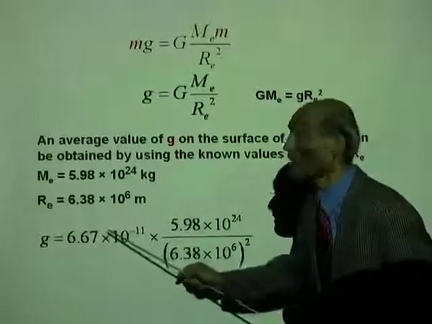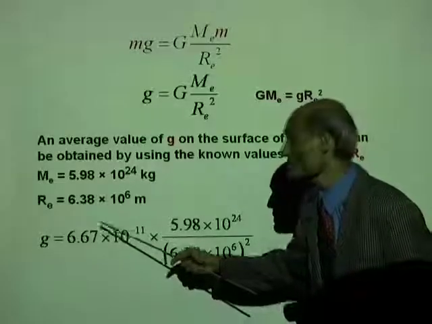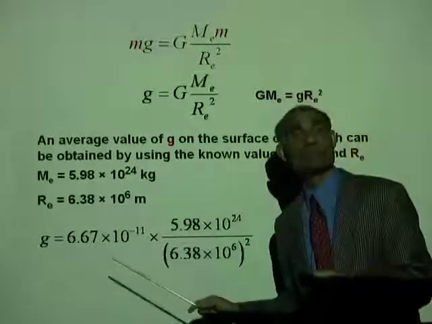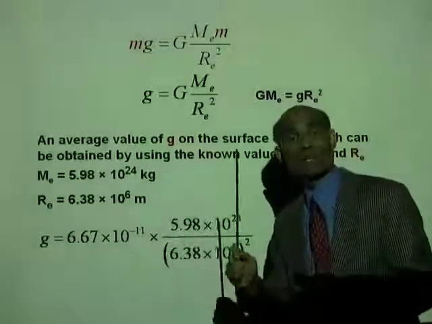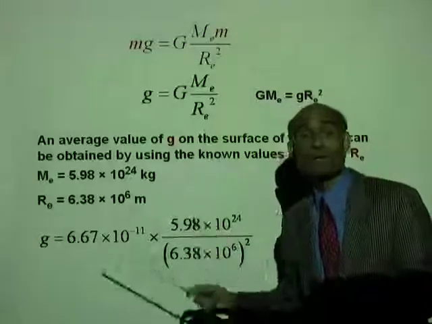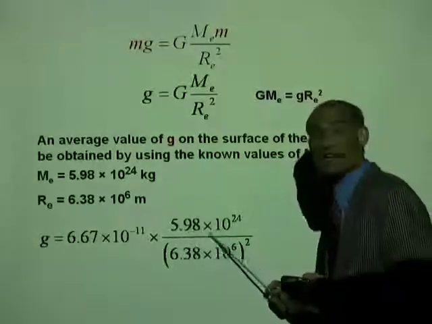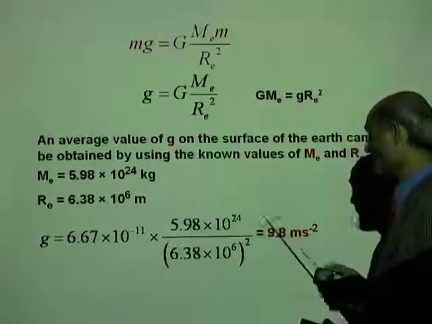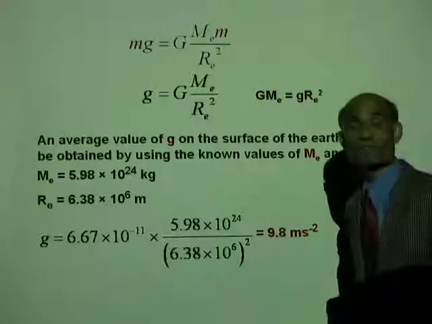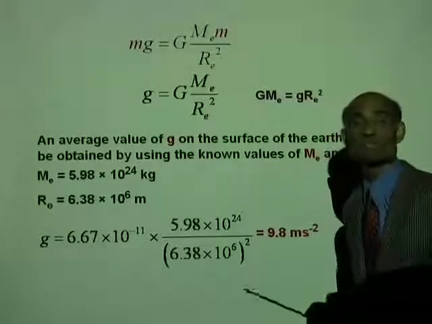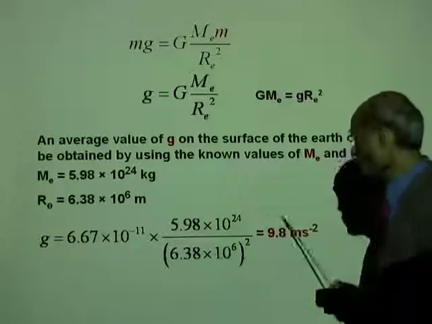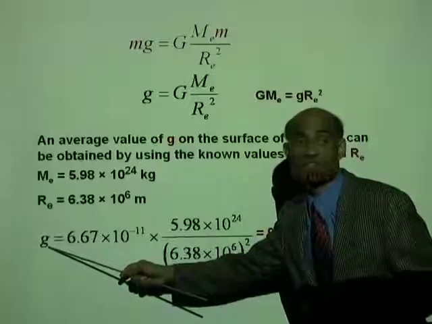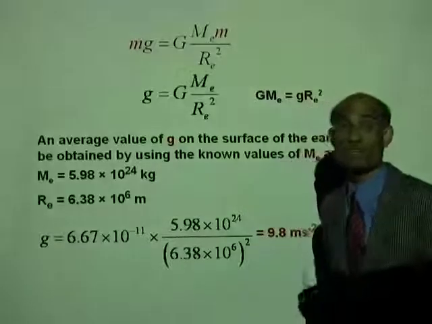The value of the universal gravitational constant is 6.67 times 10 to the negative 11. What's the unit there? Newton meter squared per kilogram squared. And this is the mass of the Earth. And this is the average radius of the Earth. And that gives you our famous value 9.8 meter per second squared. So this is the average value of acceleration due to gravity on the surface of the Earth.